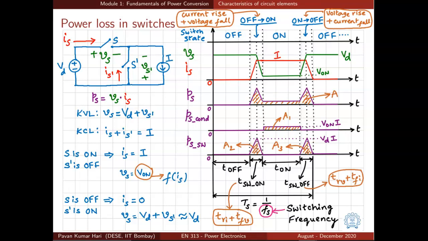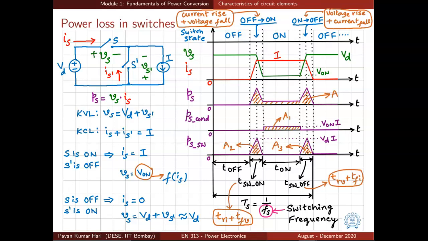And what is the voltage across the switch? The voltage across the switch is Vd plus Vs bar, and if the Vs bar drop is neglected, because our interest is to look at the switch S, we are approximating this by capital Vd. This analysis can also be done by including that drop Vs bar.